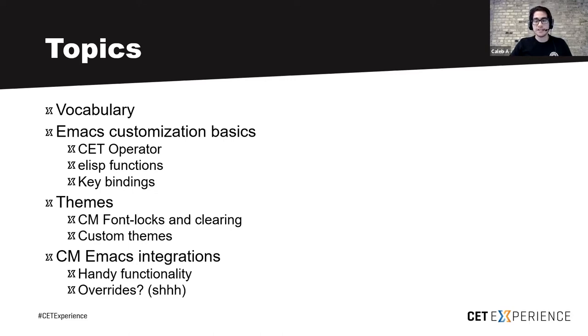We'll cover CET operator's role in this initialization, an eLisp functions crash course, and key bindings, creation, and information around that. Themes covers themes as a concept, along with implementation, how to create your own theme, and the CM's layer of complexity for themes. And finally, getting Emacs to do stuff within CET Designer through use of CM code. And I will give some common actions that I do on a daily basis, along with some ability to override the default CM Emacs functions locally and consistently.